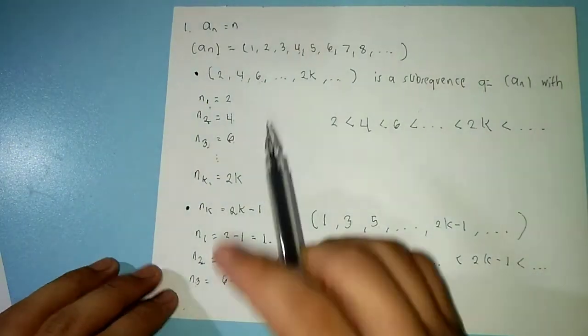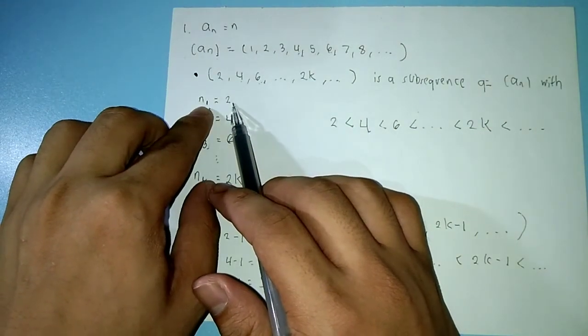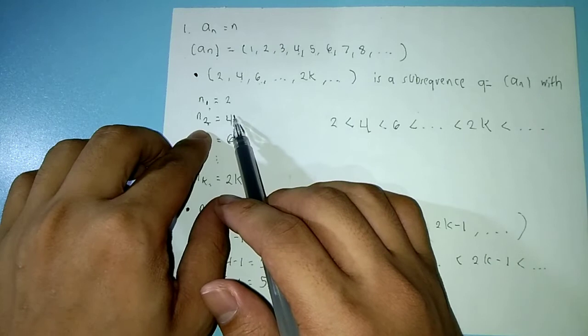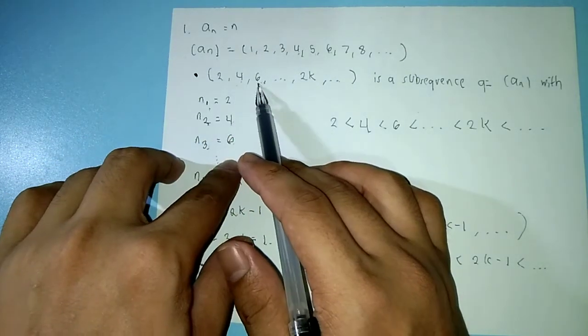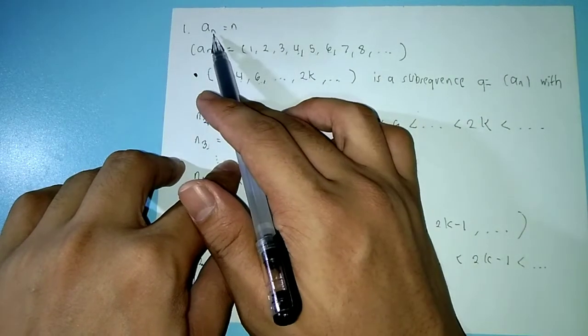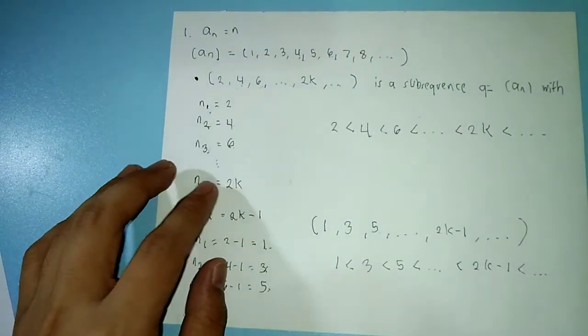So, ganun lang kasimple intindihin. Nagkataon lang to na yung sa n sub k natin, second position, equal sa 2. Tapos, yung fourth position equal sa 4. Sixth position equal sa 6. Nagkataon lang. Bakit? Kasi yung a sub n natin is equal to n. Yung mismong position niya. Okay? So, huwag kayo malilito doon.